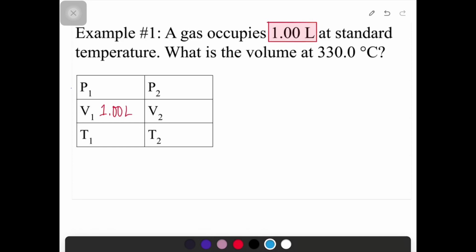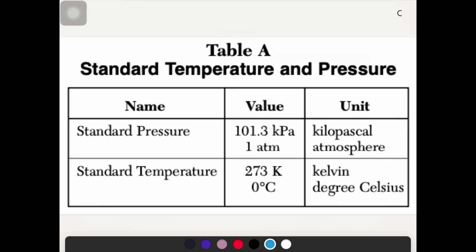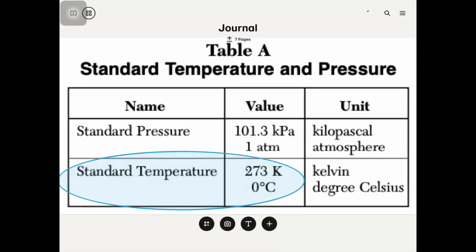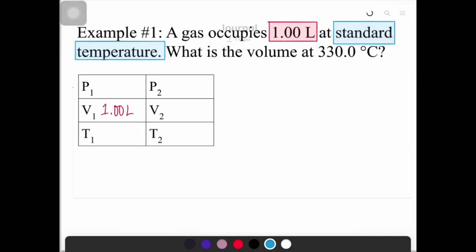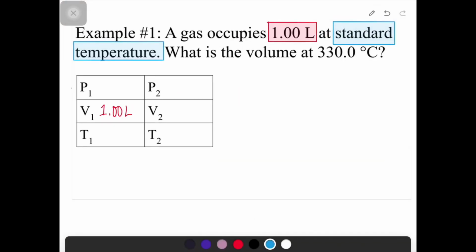Next up, standard temperature. Okay, that is a piece of information. What does that piece of information mean? Well, let's take a look at our handy reference table. 273 Kelvin, 0 degrees Celsius. It's giving me two numbers for that, so I'm just going to put that on the side for a second. It's either 273 Kelvin or 0 degrees Celsius. We'll talk about that in a second.